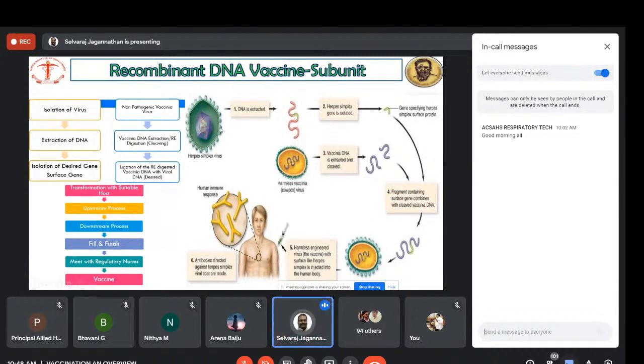So the DNA is extracted from herpes simplex viruses. From the DNA, we isolate the gene specific for the surface protein. Simultaneously, the harmless vaccinia virus is only a carrier molecule for transfection and infection, to transfer our gene. So the harmless vaccinia DNA is digested, and the fragment containing the surface gene, in the host, does not cause the disease, but only the surface protein is injected into the person and induces antibody release. The recombinant DNA vaccine is a subunit-based vaccine.